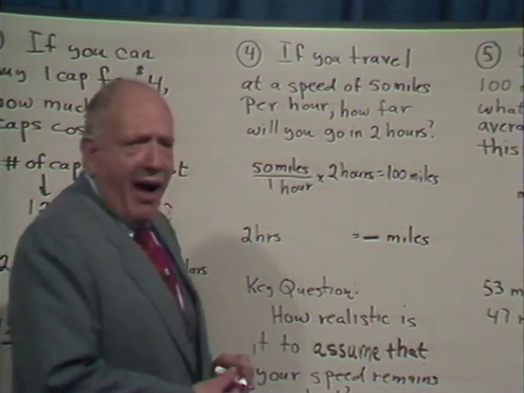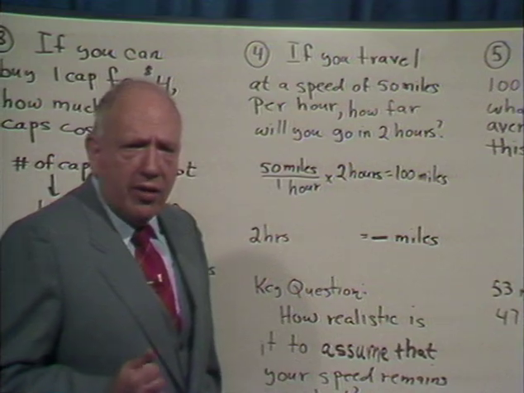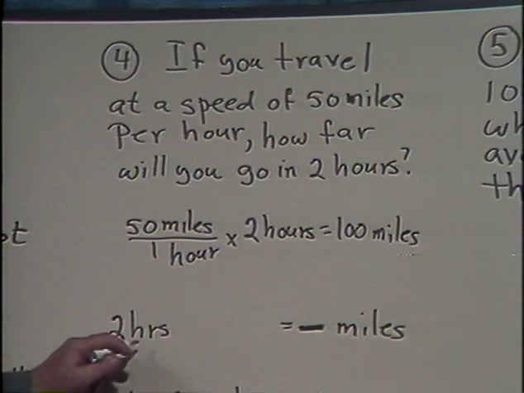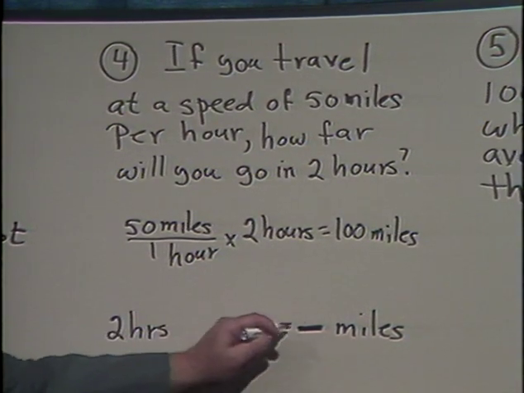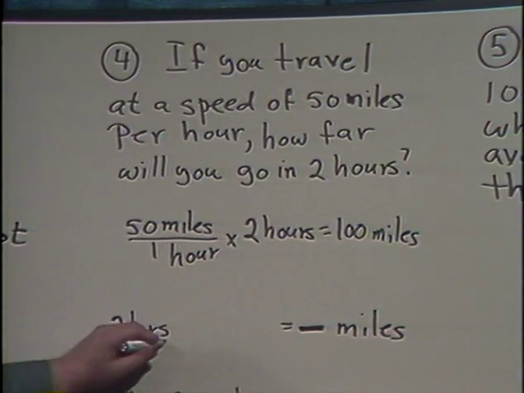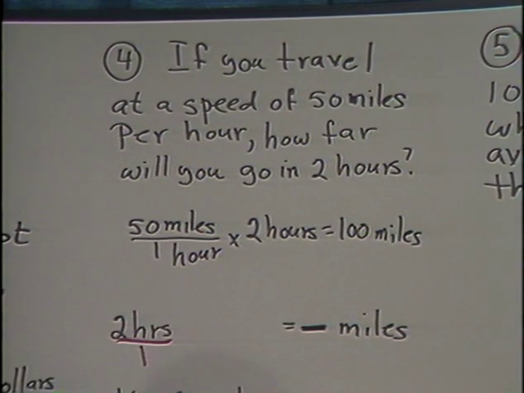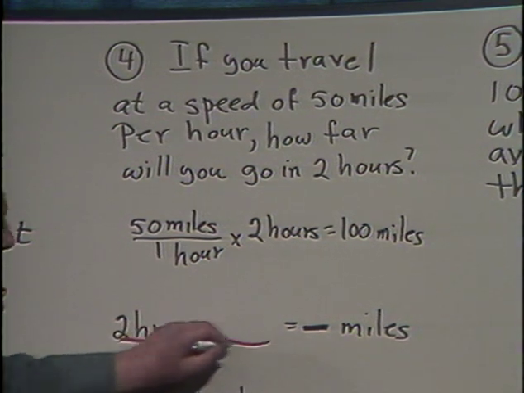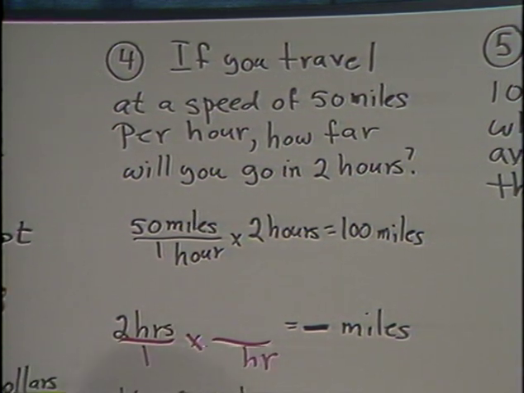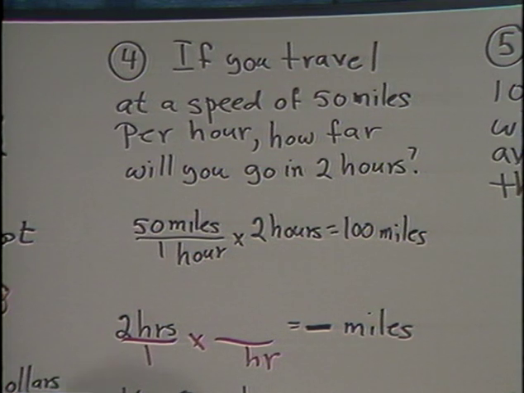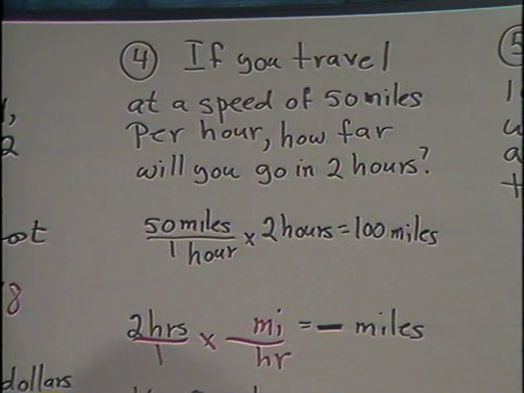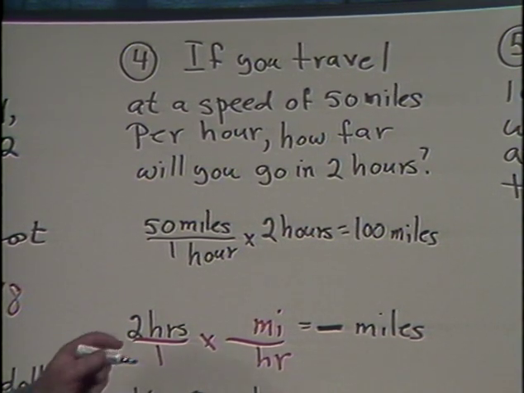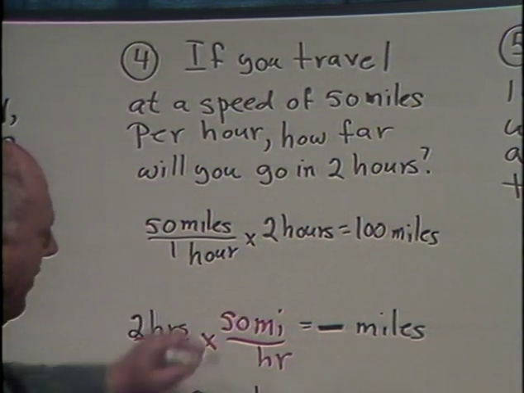The question says, how far will you go in 2 hours? Well, in terms of fill in the blank, 2 hours is equal to blank miles. And what do we do here? The given label is hours. We want miles. Since hours occur in the numerator, we put them into the denominator to cancel. Put miles into the numerator. How many miles are we going per hour? 50 miles per hour. So the 50 modifies miles.